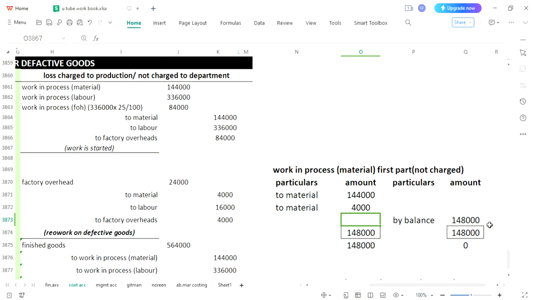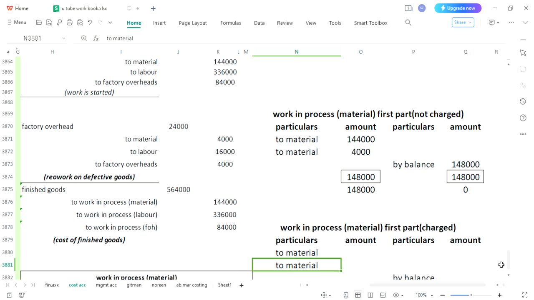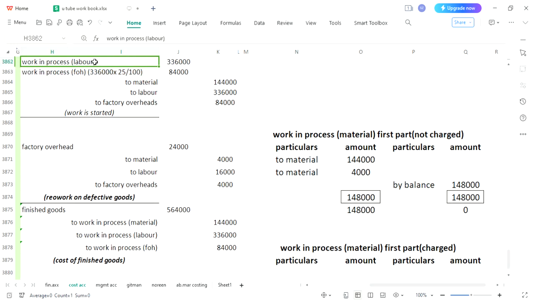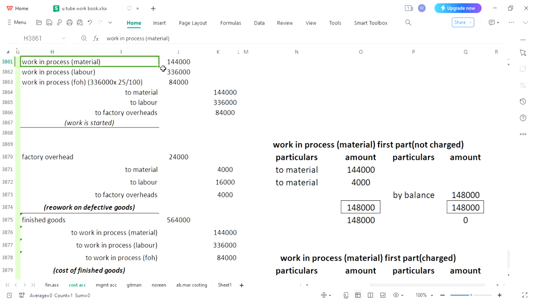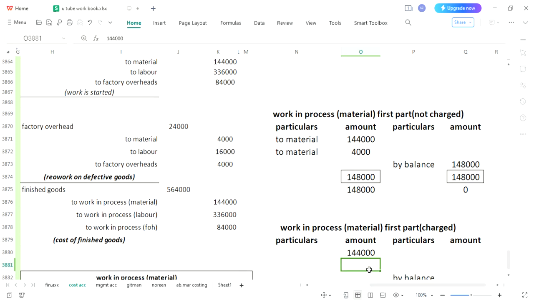We will make a ledger of work in process material for the second portion as well. Here you can see that work in process material in the first entry is present on the debit side, 144,000. For the ledger, you will use the same place, 144,000. And what reference was written? You can see at the opposite side, 2 material is present. So you will write 2 material over here.